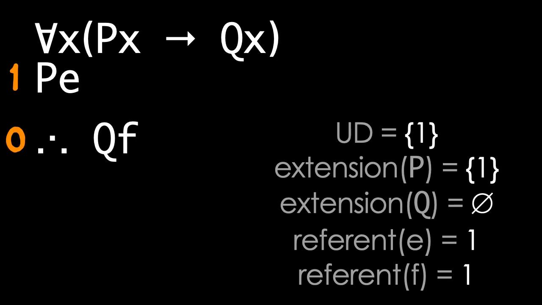To make the second premise true and the conclusion false, we have to put the referent of E in the extension of P and leave the referent of F out of the extension of Q. So that gives us a model that looks like this. The problem is that this makes the first premise false.